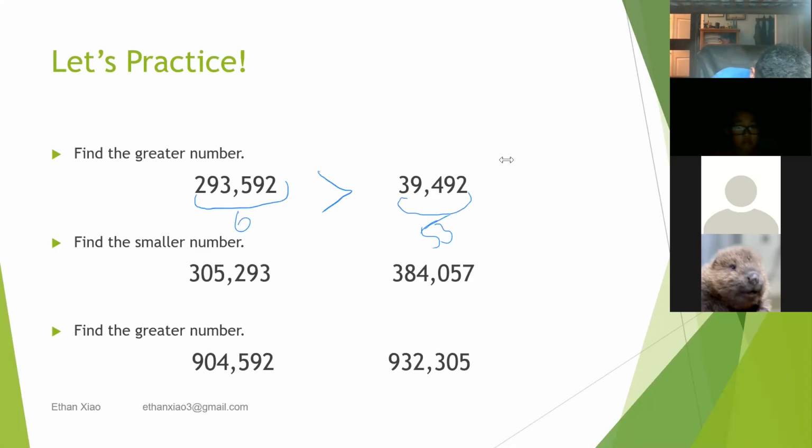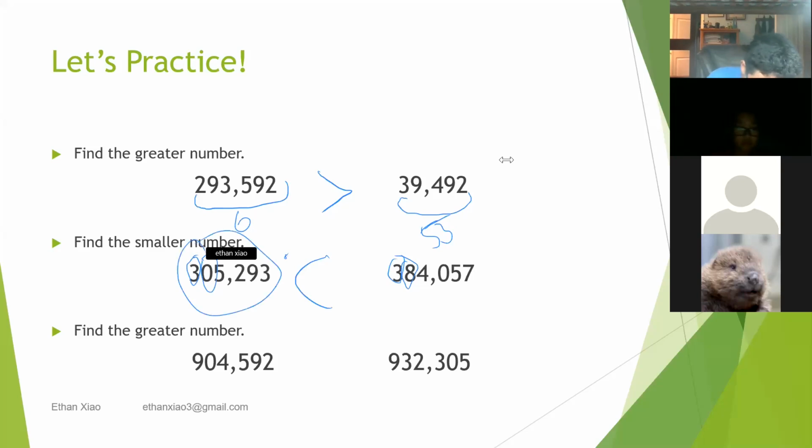It's actually the smaller number, not the greater one. Since they have the same amount of digits, we look at the first digits, and they're the same. So next we move on to the second digits, and 8 is greater than 0, so this one is smaller than that one.